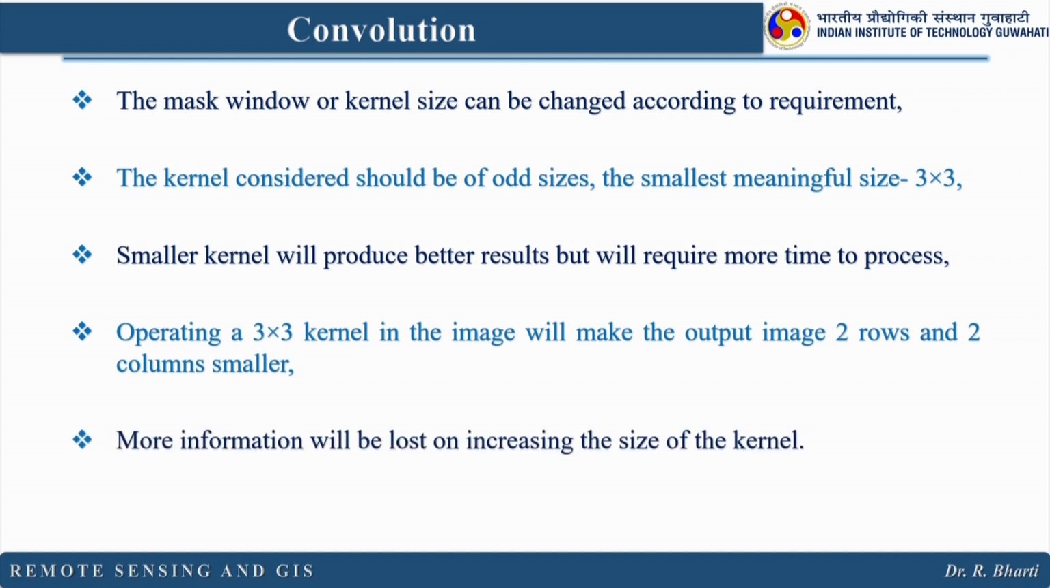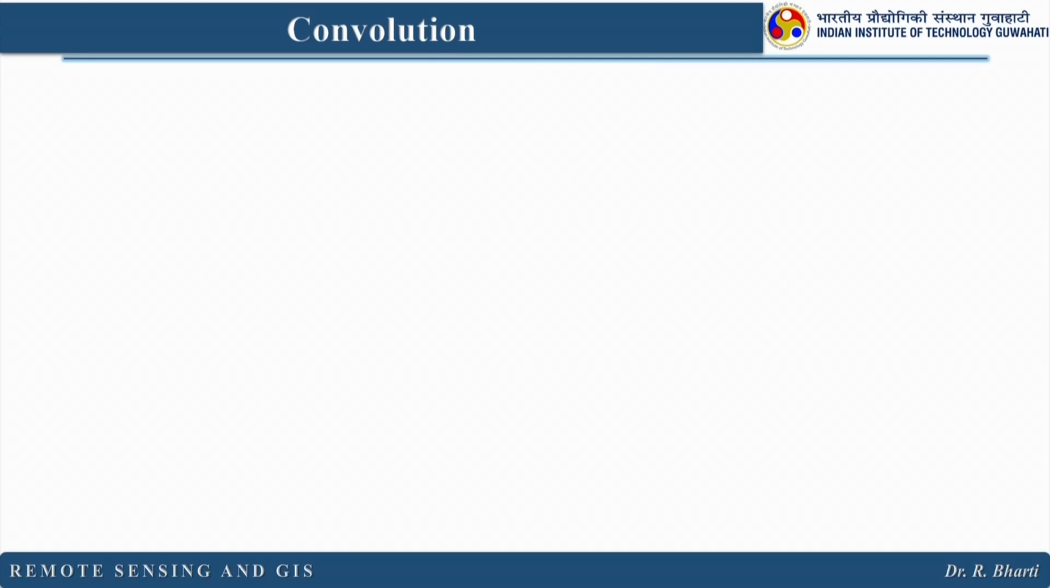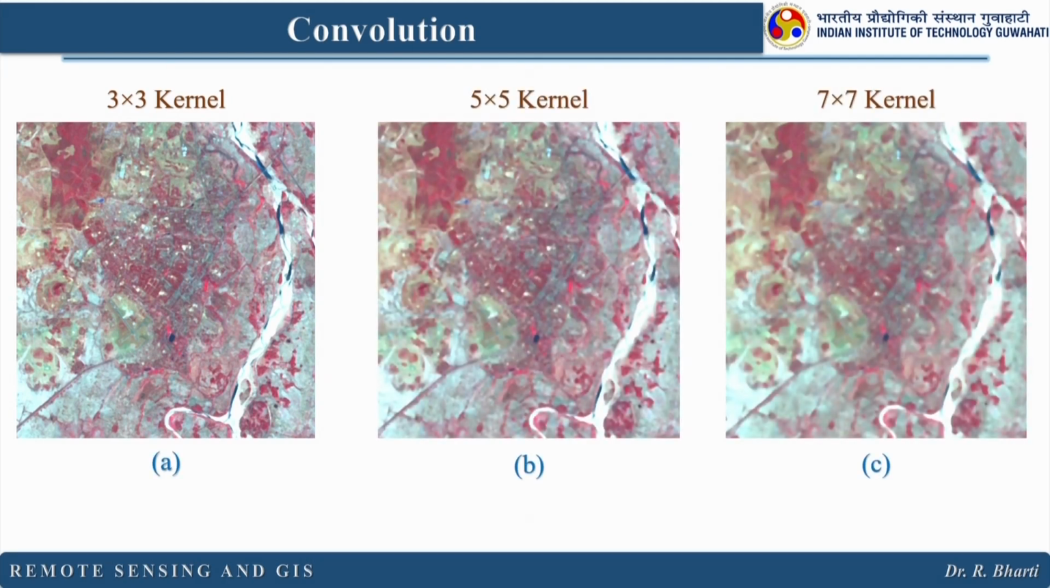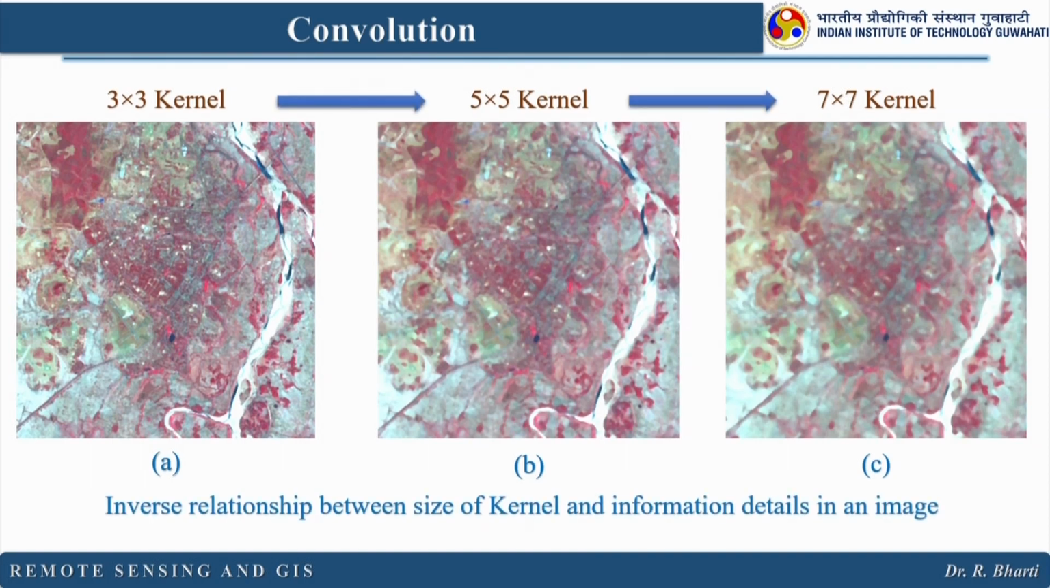Then more information will be lost on increasing the size of the kernel, because if you increase to 7 by 7, then what will happen? Again you don't have pixels for the boundaries. So this is one example when you are using 3 by 3 kernel, 5 by 5 and 7 by 7 kernel. So this is one example when you are using averaging.